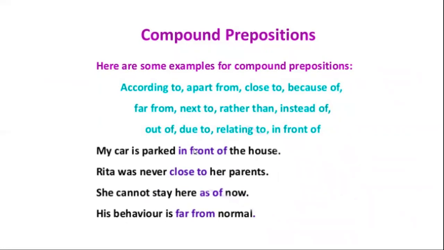This is also like the double preposition. But in double prepositions, it can be joined and turned into one word. In compound prepositions, it cannot be joined and cannot be turned into one. It simply remains as separate words. My car is parked in front of the house. Rita was never close to her parents. She cannot stay here as of now. His behavior is far from normal. So these words are called compound prepositions.